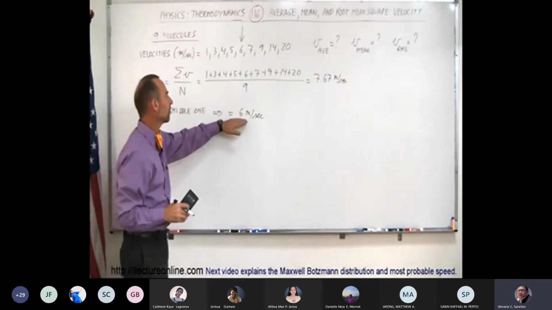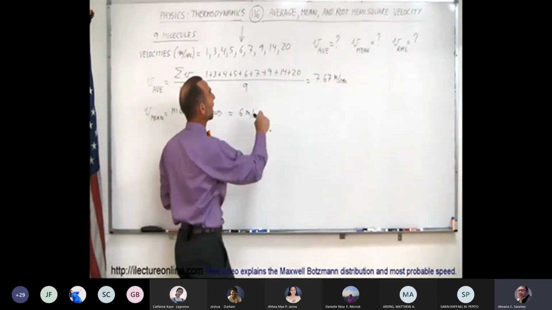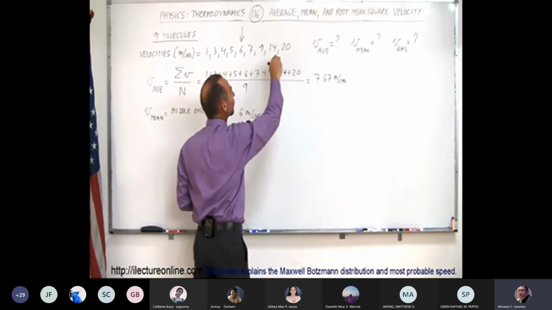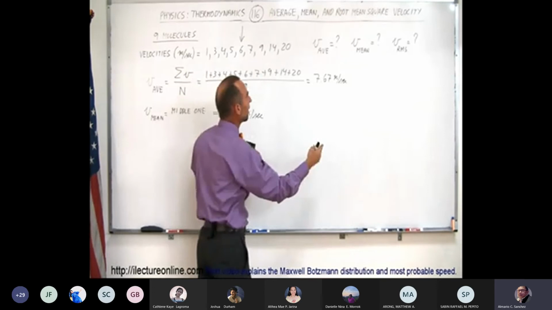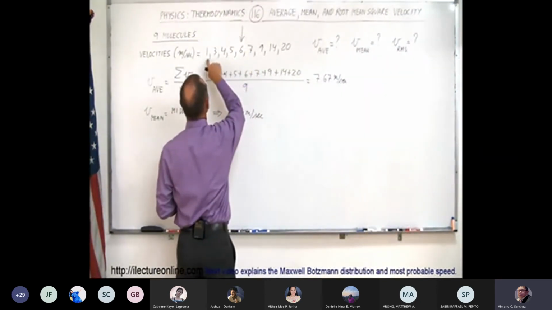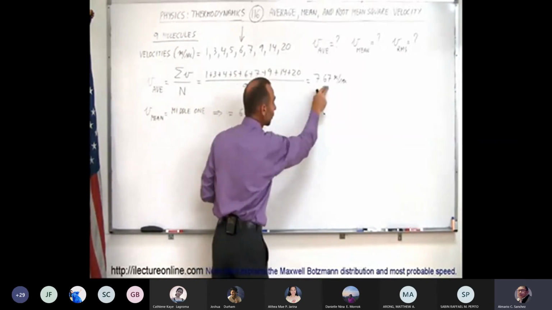Now, why is the mean velocity smaller than the average velocities? Notice that there's 2 molecules that have a significantly larger velocity, and they throw off that average. That causes the average to skew to the right and gives you a larger average velocity, even though there are 1, 2, 3, 4, 5, 6 molecules that have a smaller velocity than that, and only 3 that have a larger velocity.